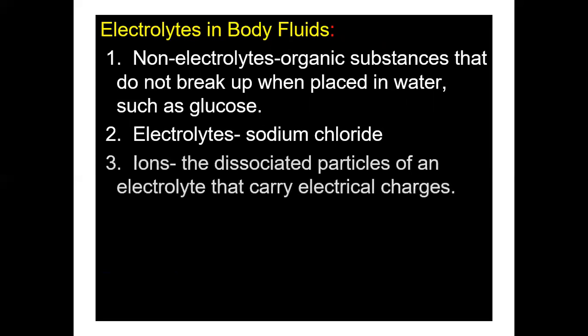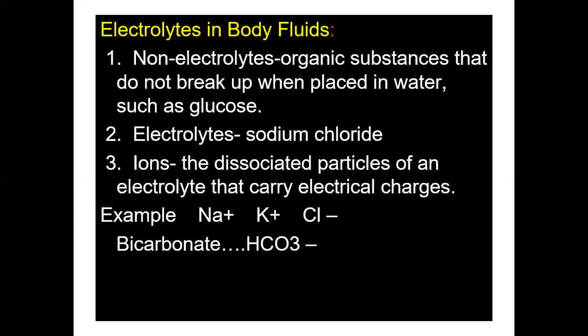Okay, so the electrolytes are like sodium chloride. Those are in the body fluids, and they have ions that are dissociated particles of electrolyte that carry an electrical charge. So sodium would be a positive charge, chlorine would be a negative charge. All right, so there's examples. Sodium's Na plus, that's a plus charge. K is potassium, that's a plus charge, positive. And chlorine, Cl, that's a negative charge. Okay, these are ions. So after that breaks apart, that's what dissociated means, to break apart. Okay, bicarbonate's another one. That's not necessarily a compound, but still acts as an ion.